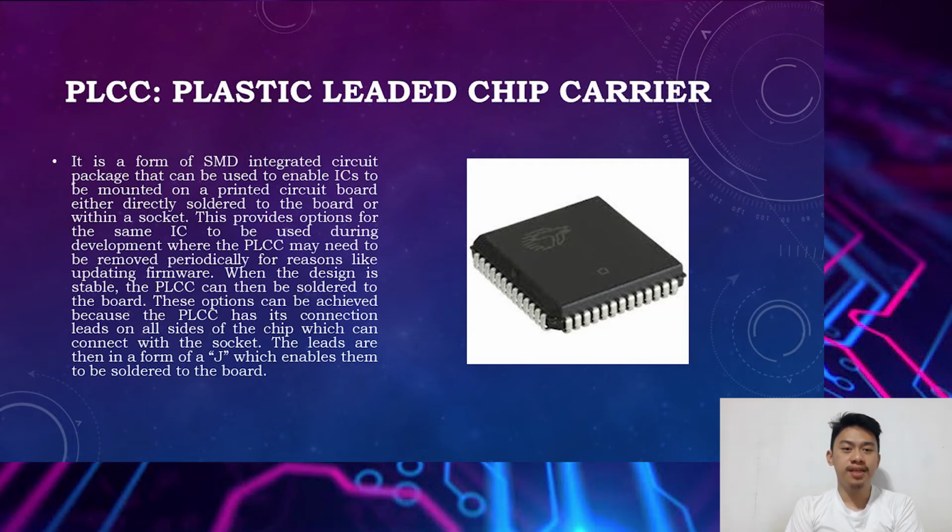When the design is stable, the PLCC can then be soldered to the board. These options can be achieved because the PLCC has its connection leads on all sides of the chip, which can be connected with the socket. The leads are then in the form of a J, which enables them to be soldered to the board.